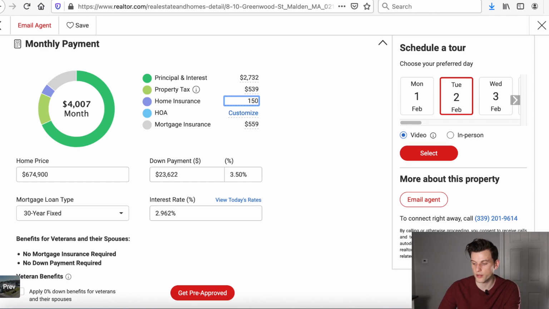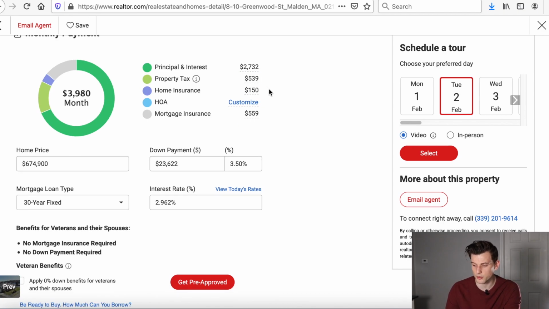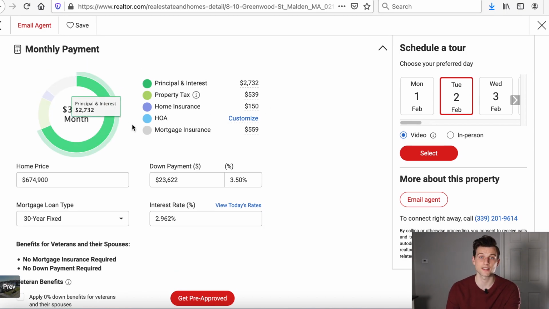$150 is usually what they put in underwriting for the bank. So this property tax seems a little bit high, but let's keep it there just in case so we can pad our expenses and feel better about this building. So we have a total of $3,980 a month.